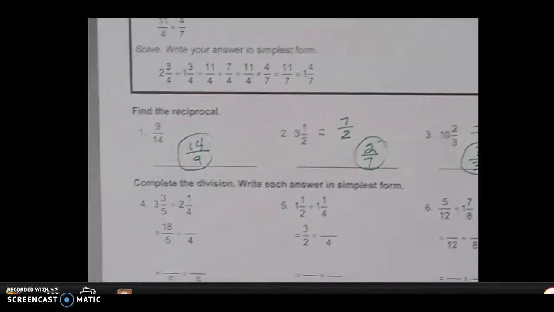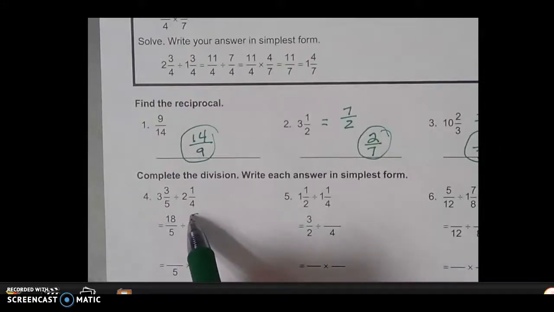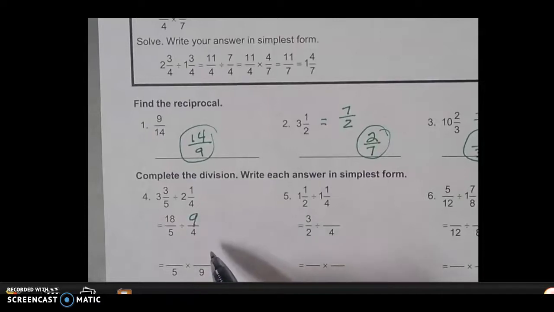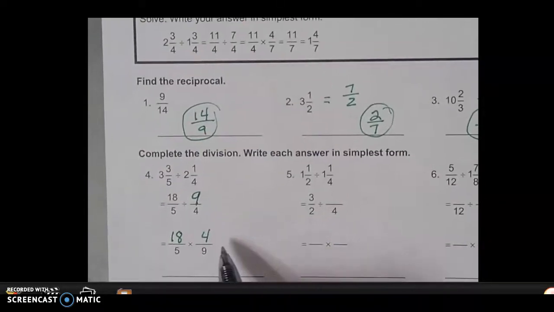Now let's look at this. Complete the division. Write each answer in its simplest form. 18 over 5, they rewrote it. 9 over 4. Now you're going to just keep this as 18 over 5. Multiply the reciprocal, which is 4 over 9. When you multiply straight across, 72 over 45.